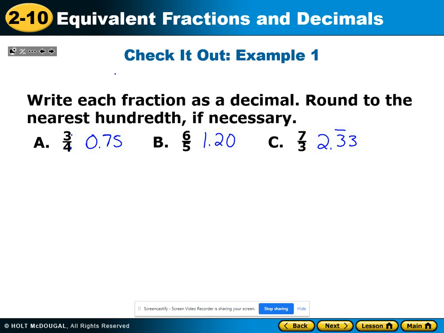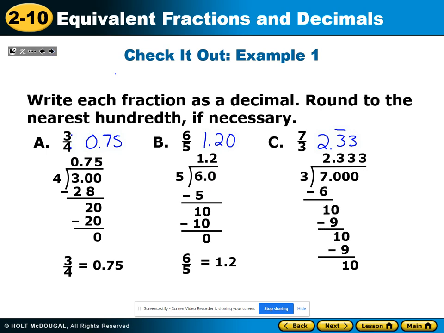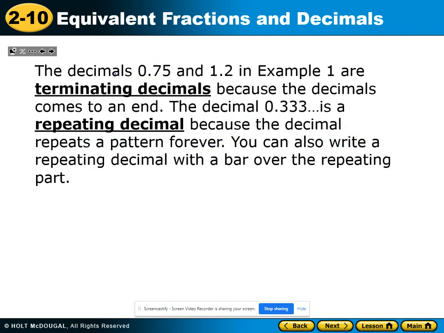All right, I know these from working with them long enough. You can always do the division out and have it help you. All right, that one terminates, it ends, 0.75. This one terminates and ends. We get 1.2. This one would continue repeating. Notice how we have the 10 minus 9, then 10 minus 9 pattern. We round to the hundredths and we get 2.33. All right. You can do division.